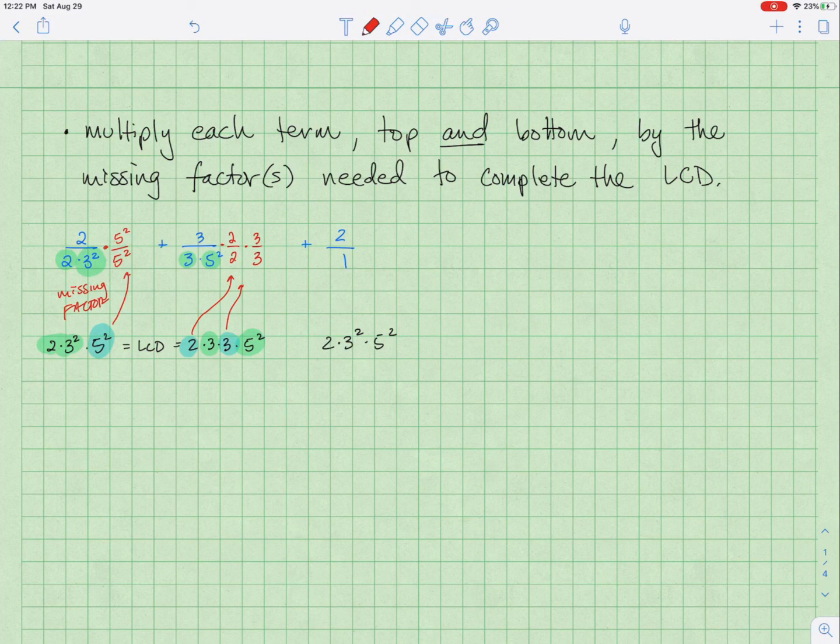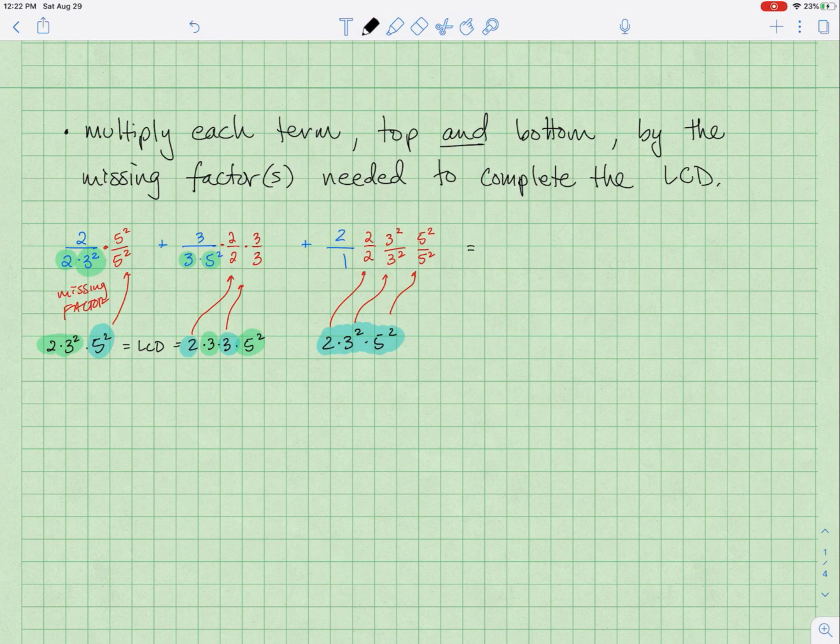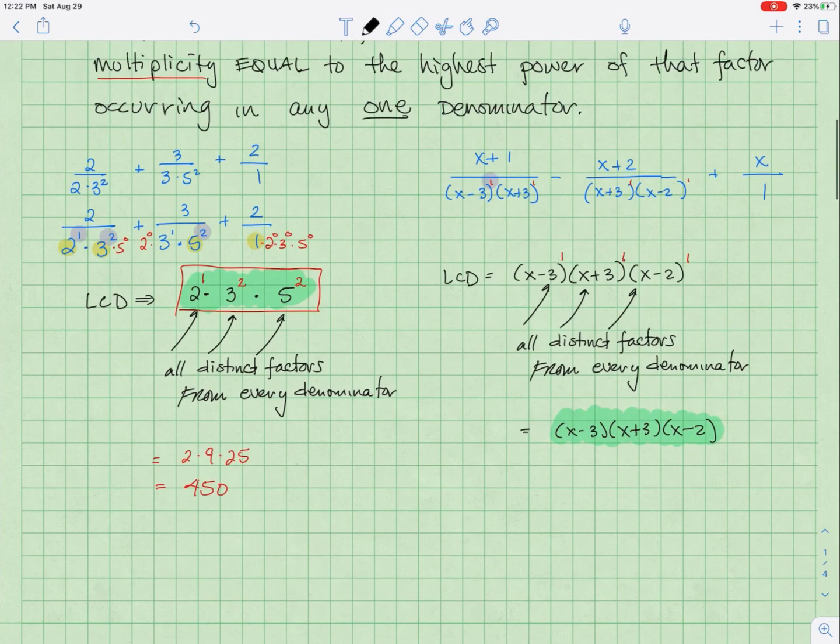And then for the last one, we're actually missing every single denominator factor. So we're going to need a factor of 2 over 2. We're going to need a factor of 3 squared over 3 squared. And we're going to need a factor of 5 squared over 5 squared. And the result is going to be, well, we'll do the result in the next step. So that's us obtaining a common denominator. Done. Check. Let's try it again with this expression here.